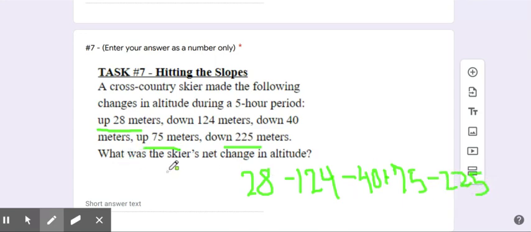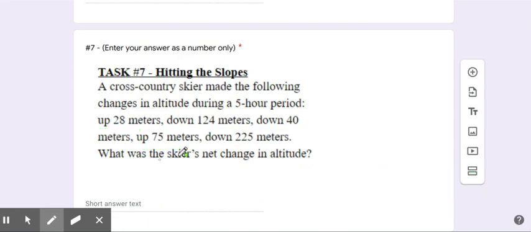And the question is, what was the skier's net change? I need to add all these numbers up, and that would be my answer. Enter your answer as a number only.